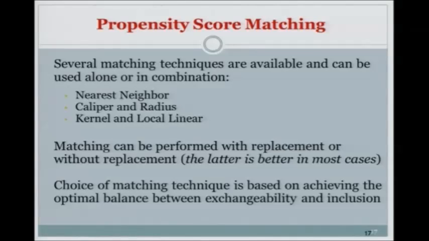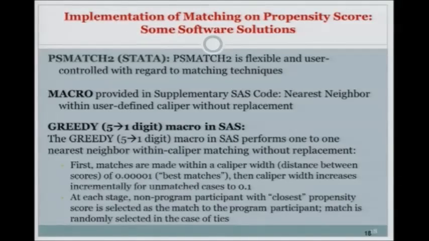And that's what I was just saying here. Kernel and local linear, I'm still learning about. They're more complicated matching techniques. I can't explain them right now. I'll just tell you they're there, and I still have not gotten to my understanding at that level. So there's a couple different matching techniques.